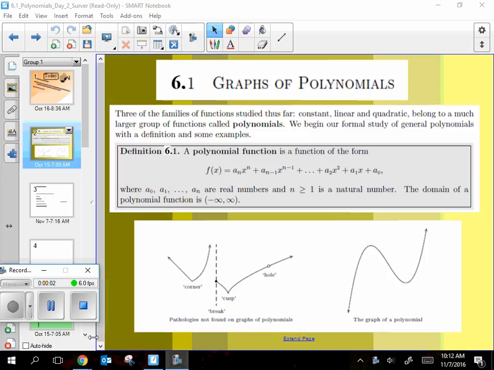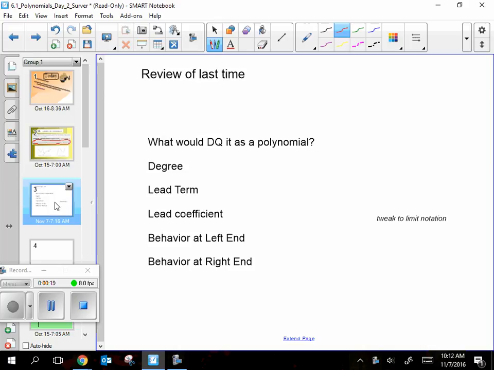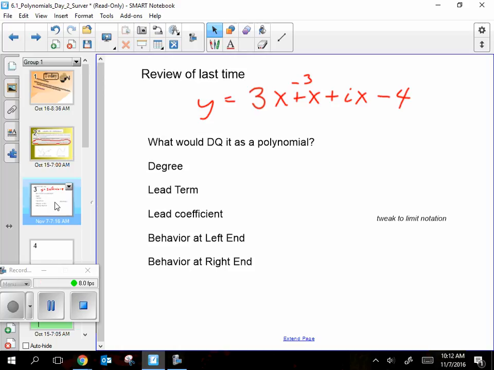Okay, today is polynomials day 2, and this is what we did yesterday. We talked about polynomials. We're going to talk a little bit more in depth about them, but a polynomial has 3 requirements to be a polynomial, and I want to just review that with you. So what would disqualify this as being a polynomial? There's actually 2 things that are going to disqualify it.